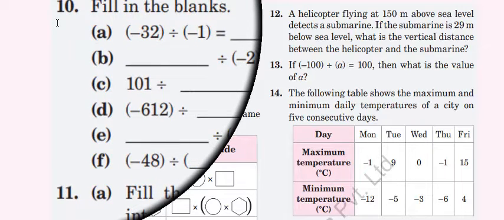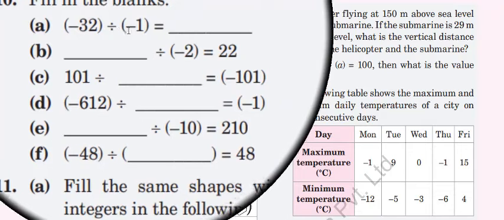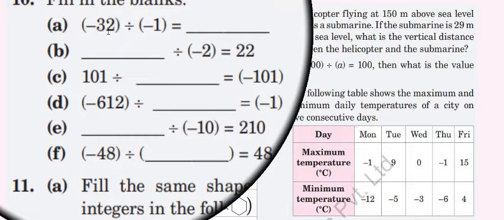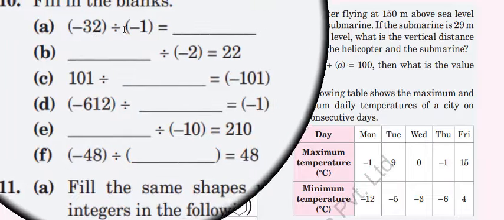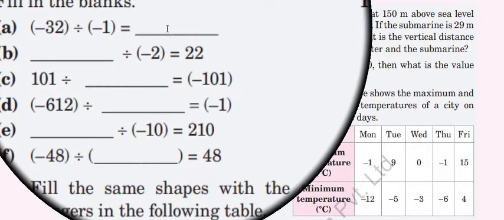Now students, let us come to question number 10, where we have to fill in the blanks. As we know that both these numbers are negative, and the concept of negative is the same as that of multiplication, and on dividing the result will be the same. So my answer comes out to be 32.